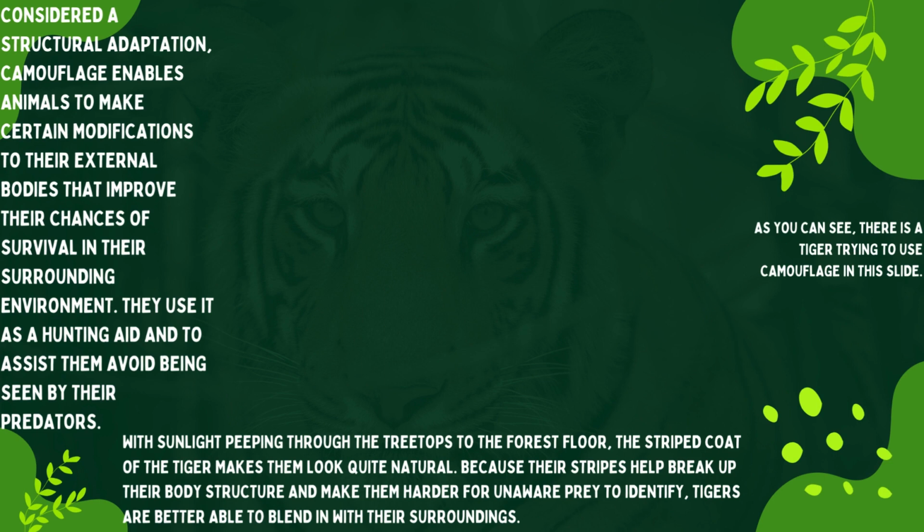With sunlight peeping through the treetops to the forest floors, the striped coat of the tiger makes them look quite natural. Because their stripes help break up their body structures and make them harder for unaware prey to identify, tigers are able to blend in with their surroundings. As you can see, there is a tiger trying to use camouflage in this slide. Just check it out right in the middle.